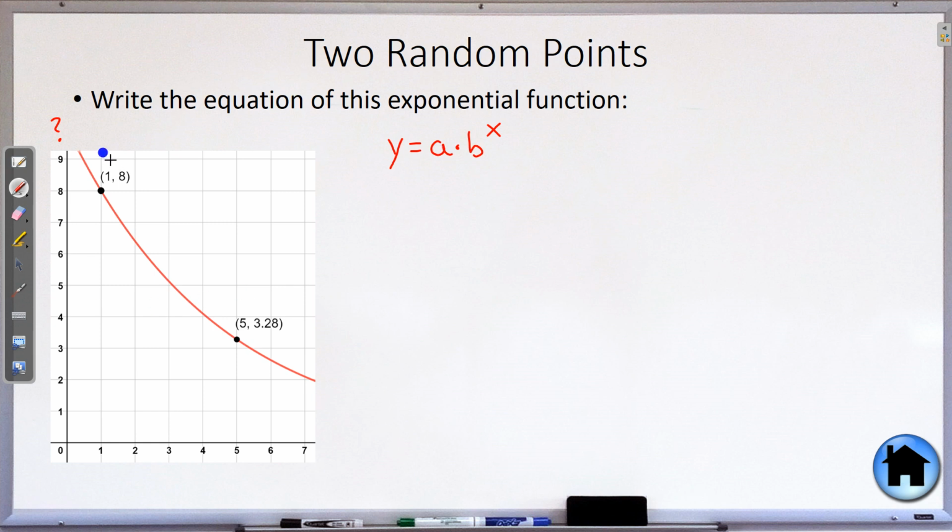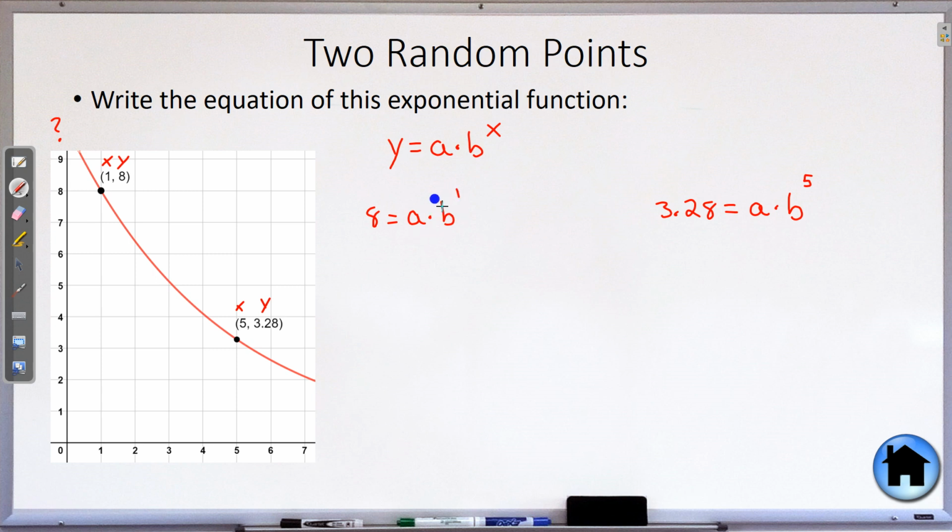And so what we do is we plug them both in. I'm going to plug in that pair, and I'm going to plug in this pair. So first, it'll be 8 is equal to a times b to the power of 1. And then over here, it will be 3.28 is equal to a times b to the 5th. So we've got two equations and we've got two variables. We should be able to solve for this. I'm going to use substitution.